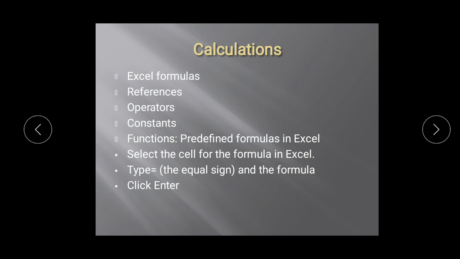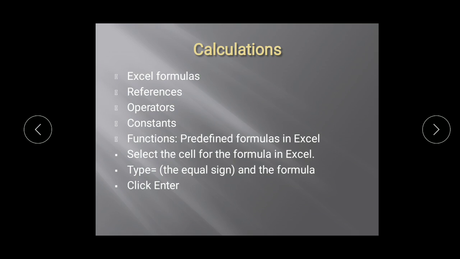Operators: symbolically also you can represent the calculations with the help of plus, minus, multiplication, division, all those things. Constants are numbers or text values that do not change, that is ascending, descending order values. Functions are Excel predefined functions, that is predefined formulas in Excel. You do not have to do anything. To create a basic formula in Excel, type the equal to sign, type the formula and click enter. When you click enter, you will get that formula applied and the answer as well.